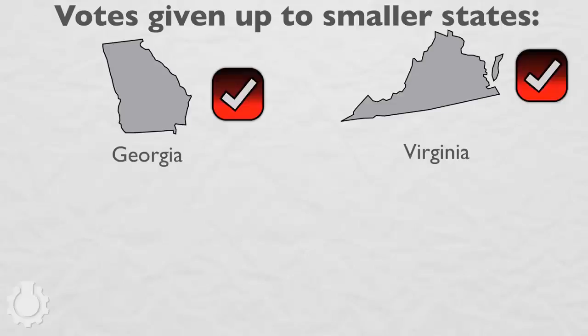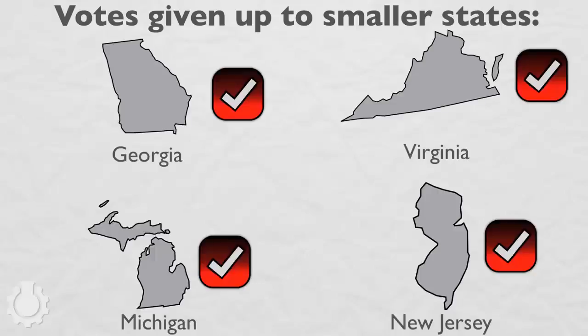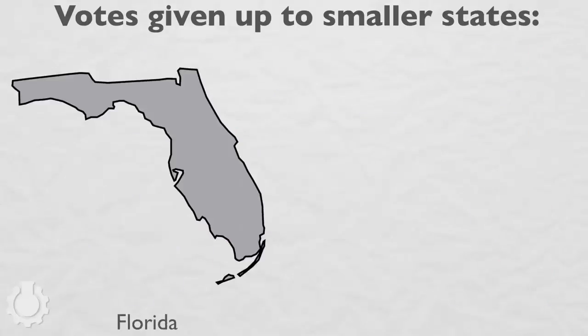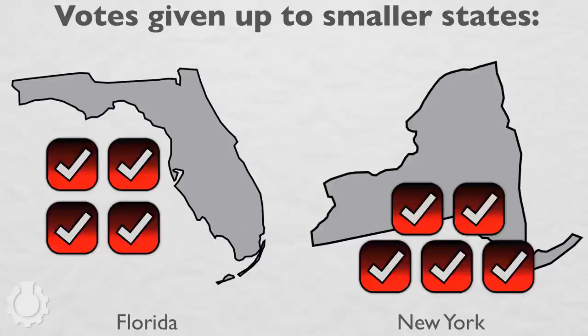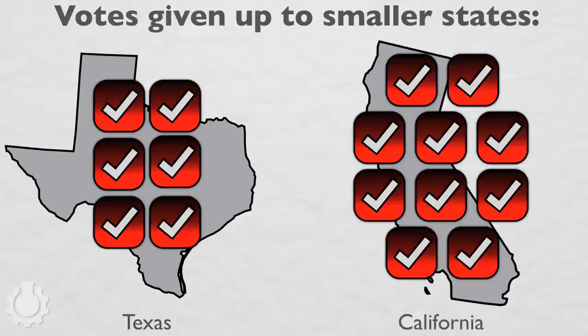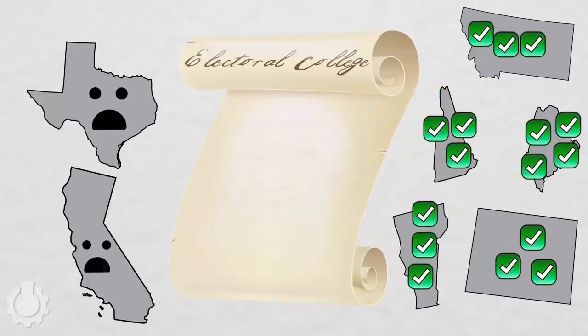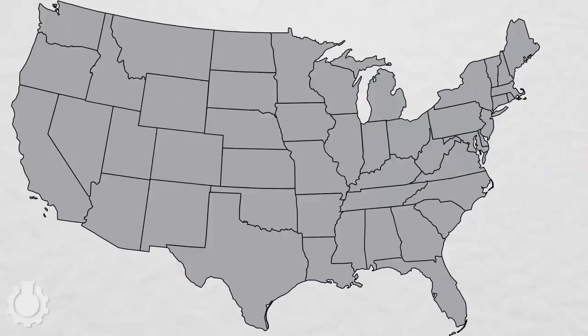So Georgians, Virginians, Michiganders, and Jerseyites are each missing 1 vote. Pennsylvanians, North Carolinians, Ohioans, and Hoosiers are missing 2, Floridians are missing 4, New Yorkers 5, Texans 6, and Californians are 10 votes short of what they should get. Because of this vote redistribution, the Electoral College essentially pretends that fewer people live where they do and more people live where they don't. An American who lives in one of these states has their vote for president count for less than an American who lives in one of these states.